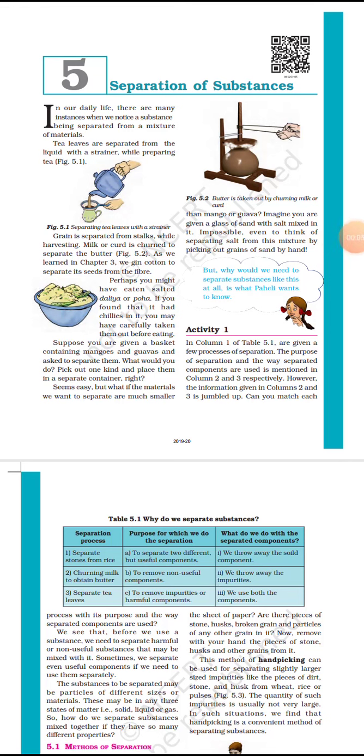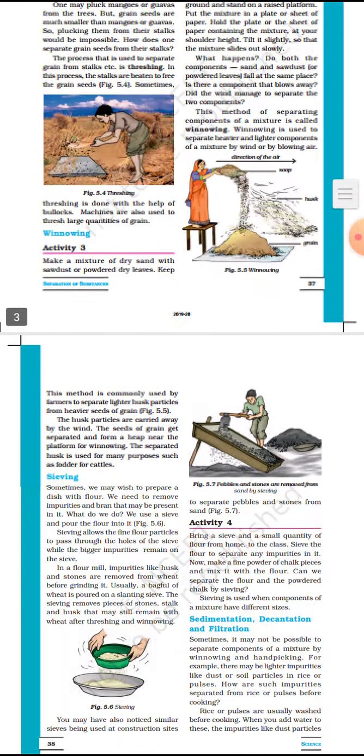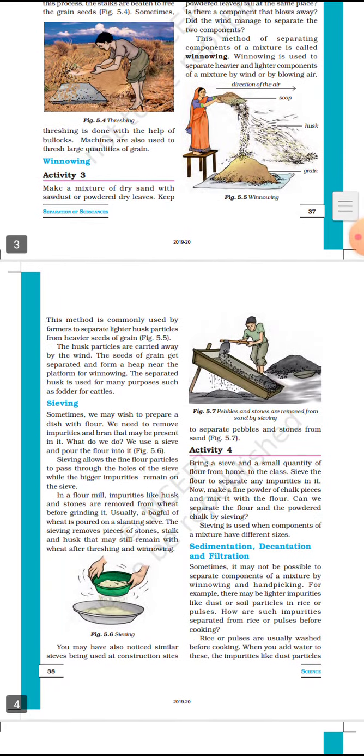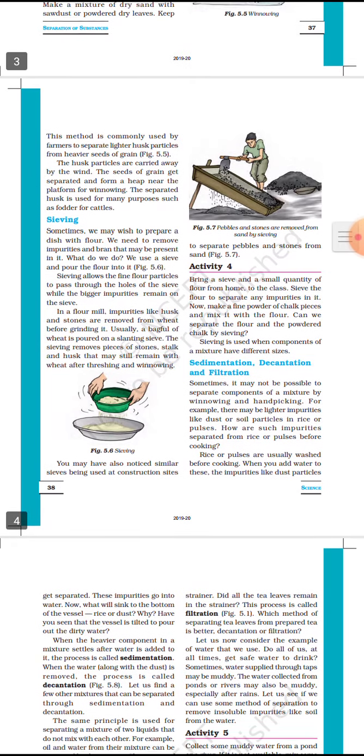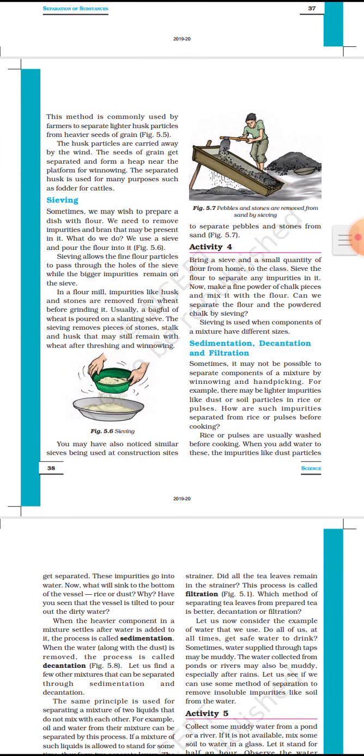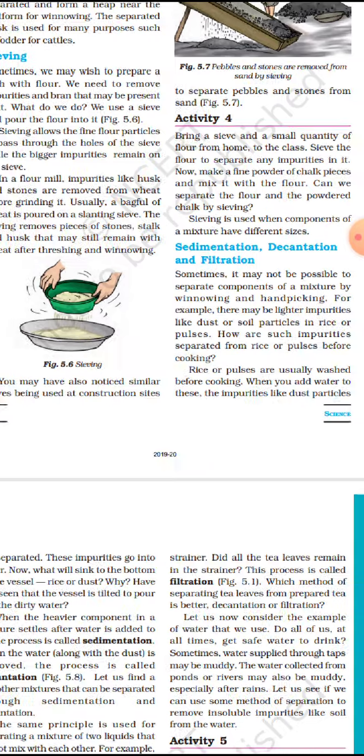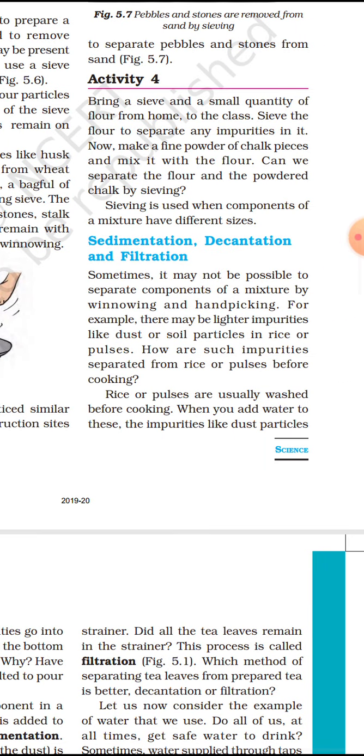In the last class, we learned about the separation of substances and the methods of separation, that is threshing, winnowing, and sieving. These types of methods of separation we saw. Now we are going to see about sedimentation, decantation, and filtration. Sometimes we cannot use winnowing and hand picking methods for separating the particles. During that time, what type of method can we use? Let us see.